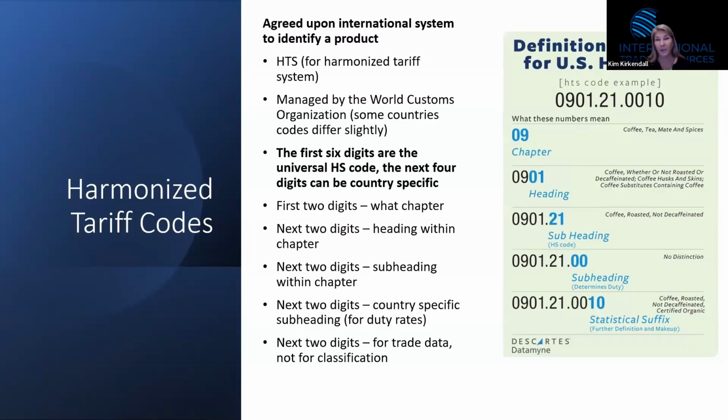And then when we add 0901, we're specifically talking about coffee, including coffee husks and skins, and it's not decaffeinated coffee. Then we go a little bit more detail and we say specifically coffee roasted, not decaffeinated. So we've eliminated husks and skins and some substitutes. So we're getting narrower as we go down, right? And so in the end, you end up with these 10 digits. The last 4 can vary by country. And that's as much as I can say about this at this point, but the importing classes we have go into more detail.